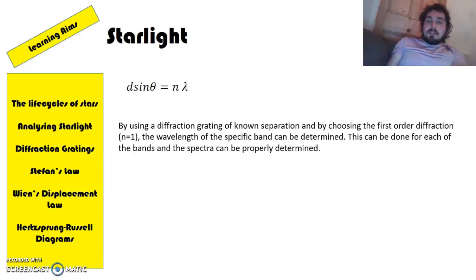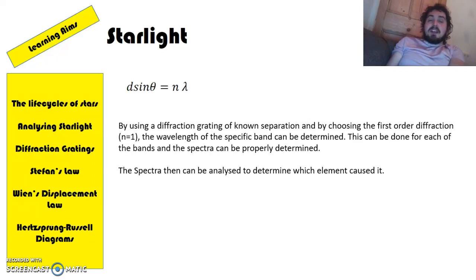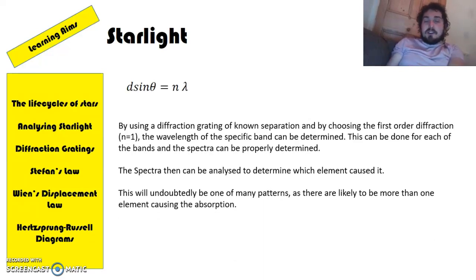So, by using a known diffraction grating of known separation, and by choosing the first order or a known order, we can just measure the angle theta and we can determine the wavelength of the light, which is useful for us then to be able to put together a spectra and identify the exact value of each wavelength, right? We can then identify which element has caused that particular spectra, and we can effectively filter out that particular pattern from what will no doubt be a mess of lots of other overlapping patterns. But it is possible to pull out the right pattern and identify it.